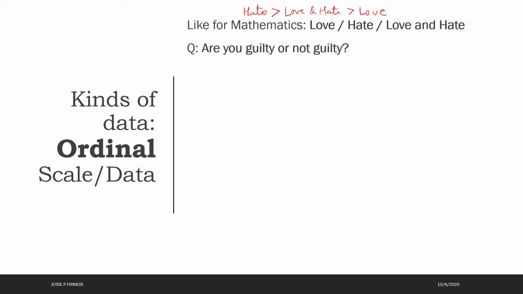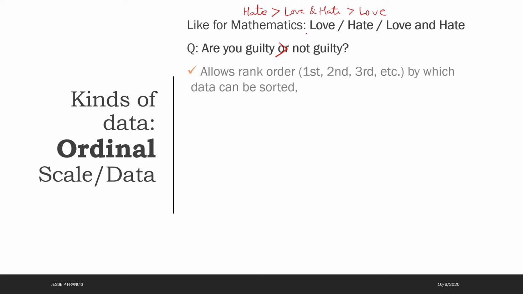Suppose your aim is in proving that most of the prisoners who are sent to prison are guilty. Then you may give a higher preference for those who say they are guilty and those who say they are not guilty. What I'm saying is there is a particular order. This is the ordinal scale, where it allows us to rank the data in a particular order.